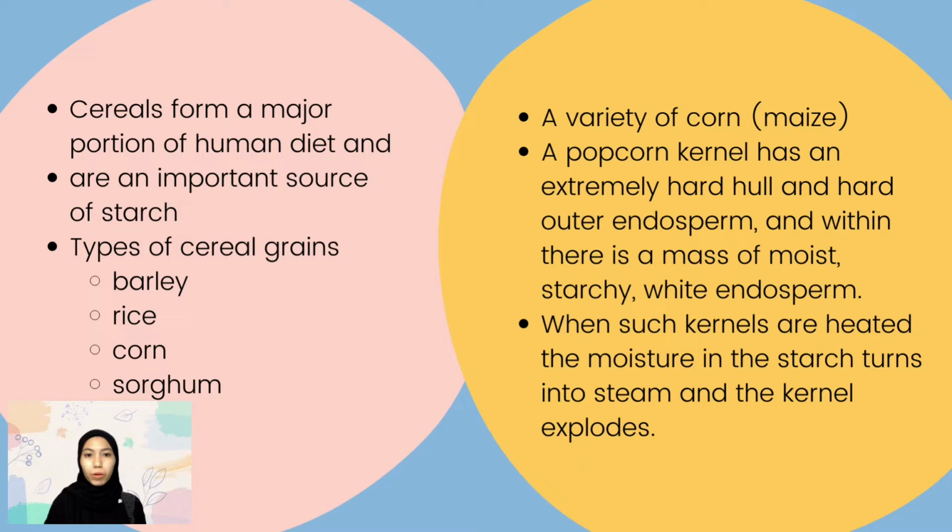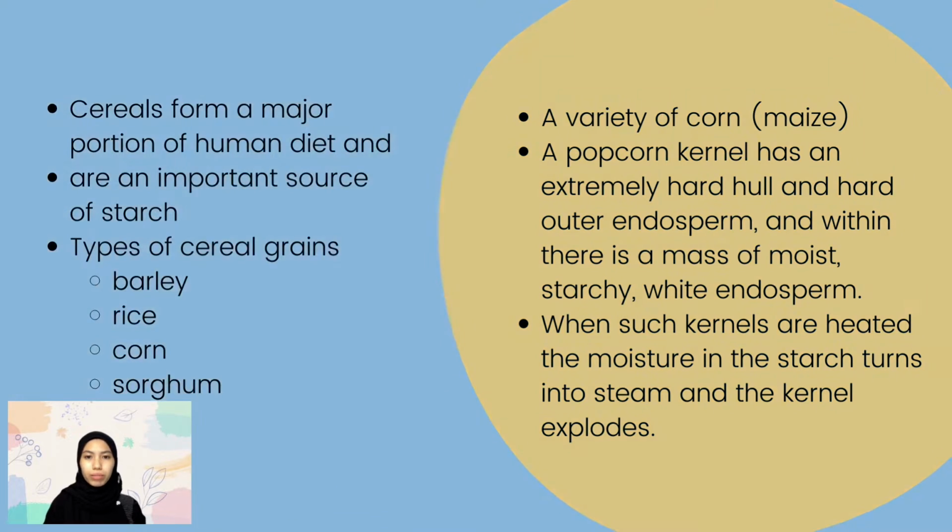Most of us know that popcorn is made from corn, but our group chose sorghum instead of corn. So, how can sorghum become popcorn? A popcorn kernel has an extremely hard hull and hard outer endosperm, and within there is a mass of moist, starchy, and white endosperm. As heat is applied to the dried kernel, the droplets of water convert to steam, and pressure begins to build. Once the hull can no longer hold the pressure of the steam, the kernel explodes. The starch inside the kernel turns into the white, fluffy, crunchy stuff that we call popcorn.